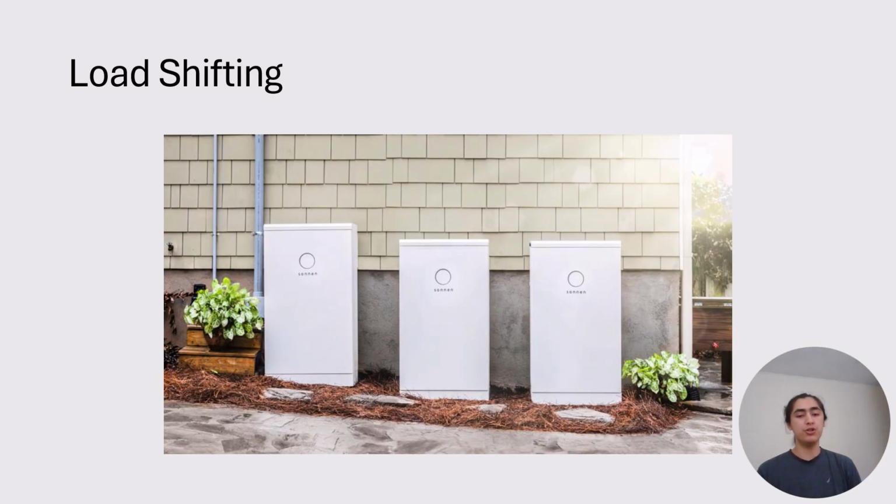Another method is load shifting. So pictured here is a home battery system. You can charge those batteries at night when the greatest proportion of the energy is coming from renewable sources and when the demand is at its local valley. So we have no risk of grid instability, no risk of those peaker plants coming back online.